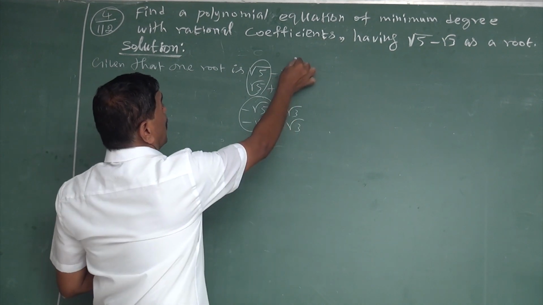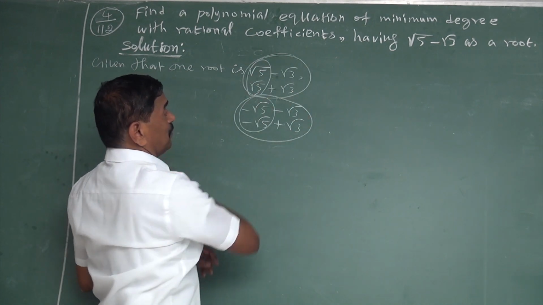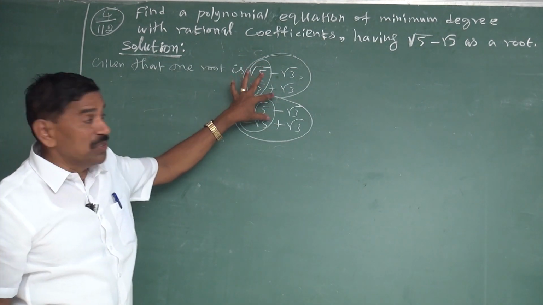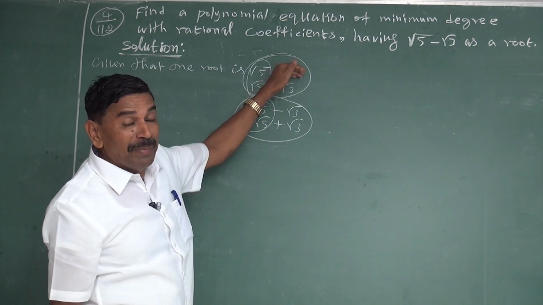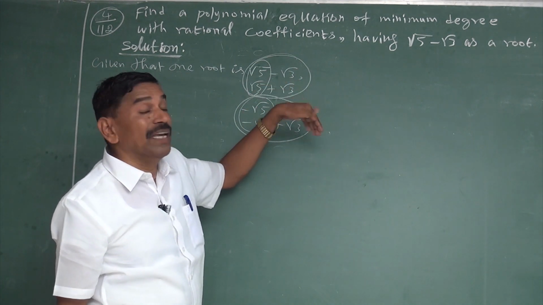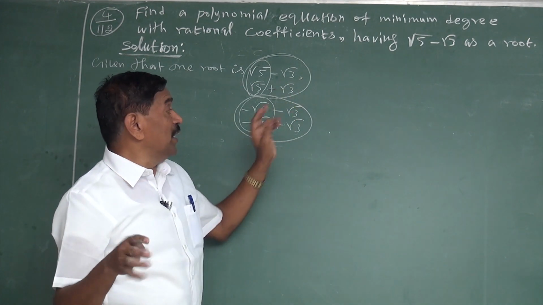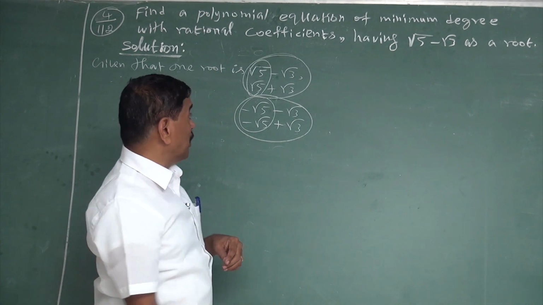Now we want to consider the first two as one pair and the last two as one pair. Using the first two we want to frame one quadratic equation and using the last two we want to frame one more quadratic equation, and by multiplying we are going to get a biquadratic equation. Biquadratic equation means a fourth degree equation, with x power 4, x square, and a constant.